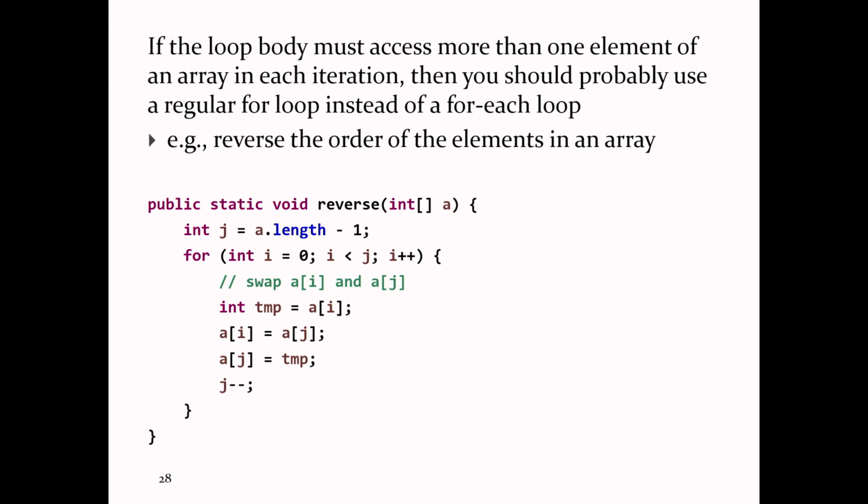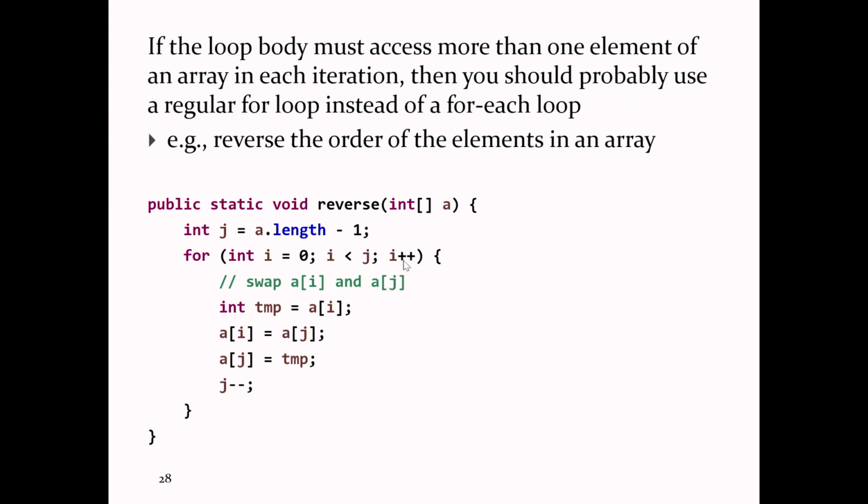What else is here? Oh, this is reverse. So this is another example of when you might have to access more than one element at the same time in the loop body. Again, you can't use a for each loop in this case. You have to use a counting style loop. If I want to reverse an array, you just swap the first and last element, then you swap the second and second last element, and so on until you switch the middle two elements.